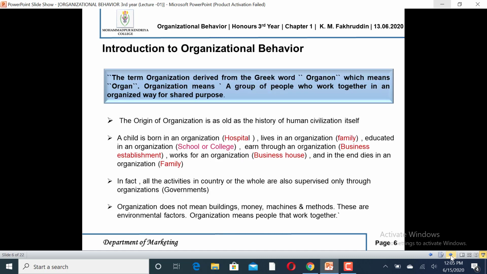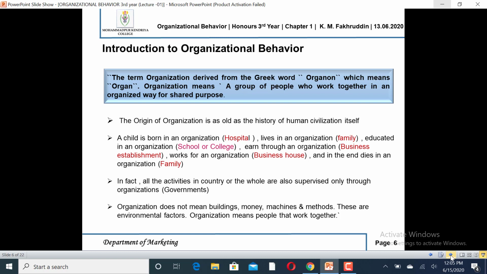Now, I will briefly discuss the meaning of organization. The term organization is derived from the Greek word organon, which means organ. Organization means a group of people who work together in an organized way for a shared purpose. The origin of organization is as old as the history of human civilization itself.